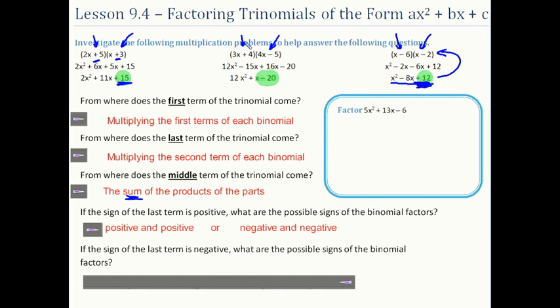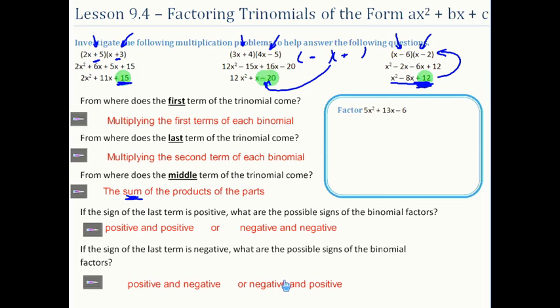We also could have had a negative times a positive, would have also given us a negative on our last term. Essentially, those two things are the same. You can have a positive and negative, or negative and positive, but they really mean the same thing. So that's our investigation. Knowing those different facts will help us factor.